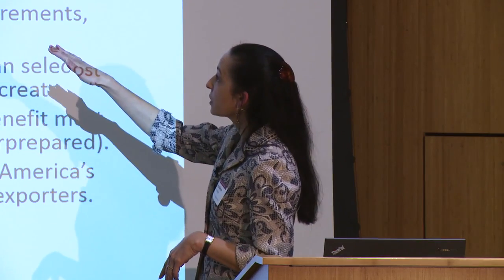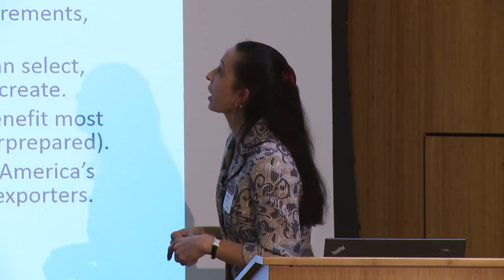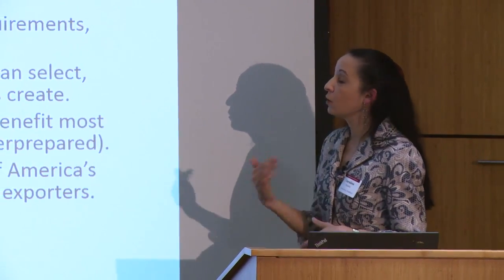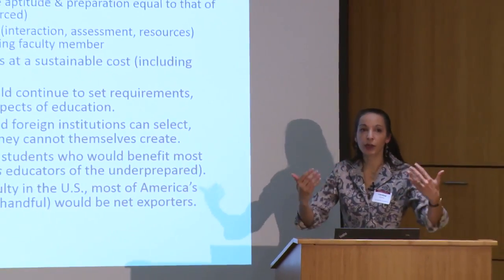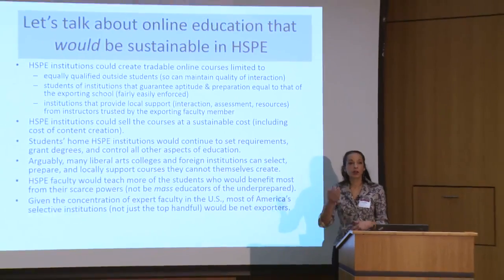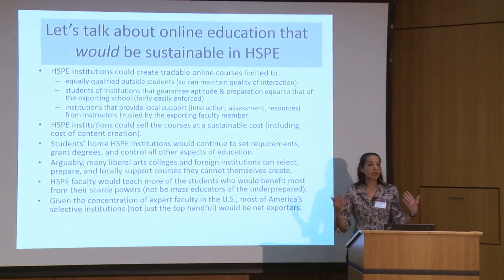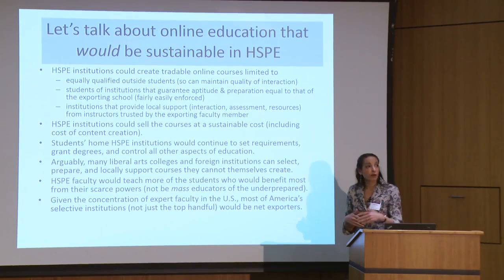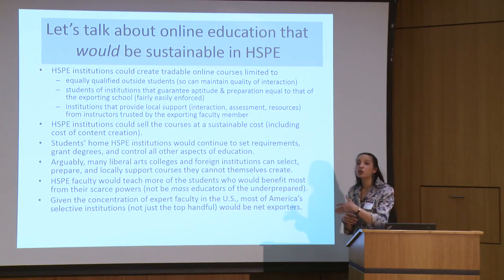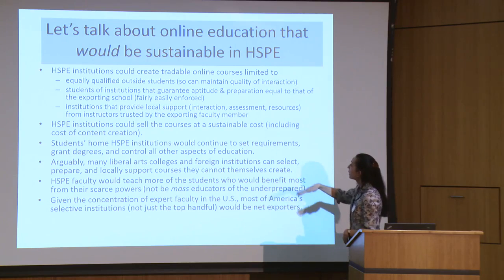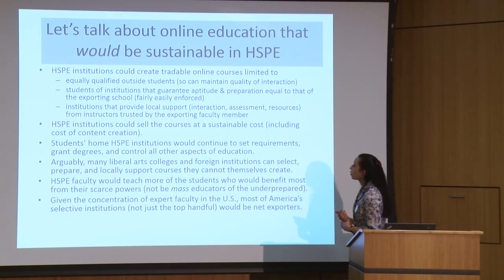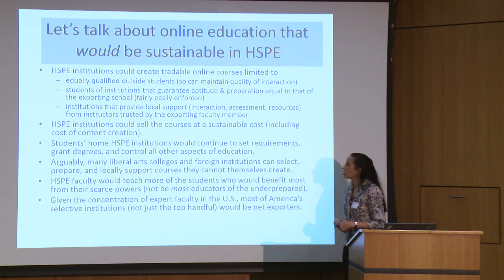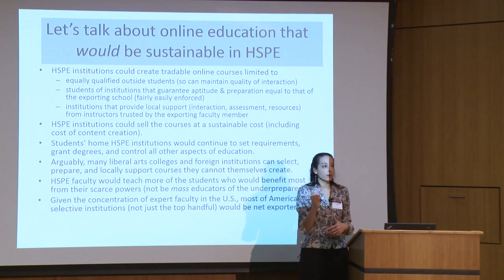We could sell these courses to the students of institutions that guarantee aptitude and preparation equal to that of what I'm going to call the exporting school, in other words, the school that created the course. So right now, we could start selling courses to other highly selective post-secondary institutions that just don't have that specialized course. And there are a lot of courses like that. Lots and lots of Stanford courses have no parallel course at our other peer institutions, and they have courses that we have no parallel to here. We could sell them to institutions that would provide local support from instructors who are trusted by the exporting faculty members. So by this, I mean something quite specific.